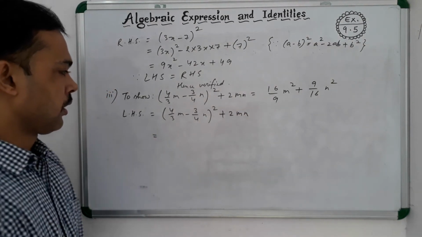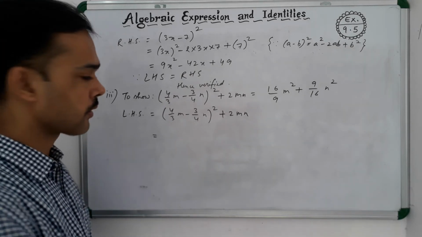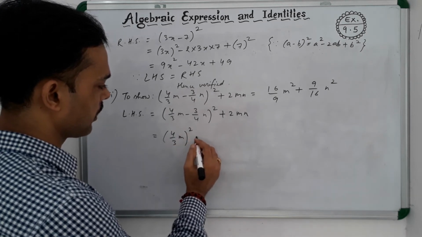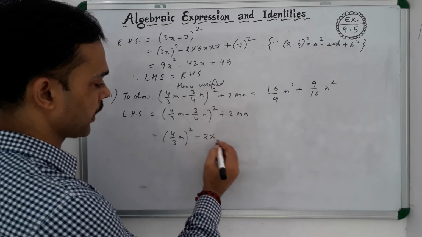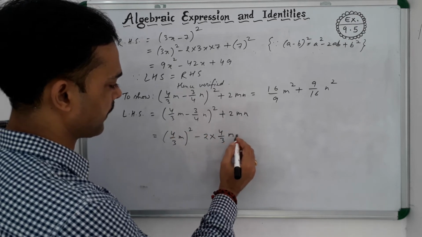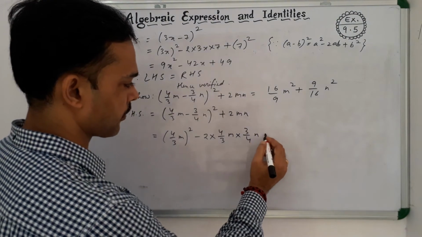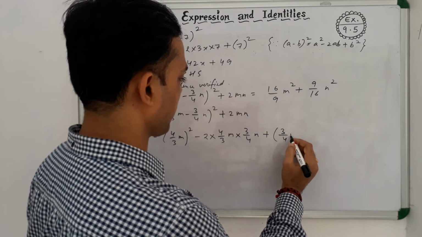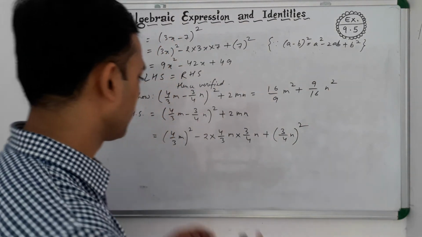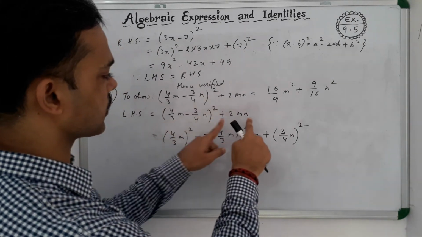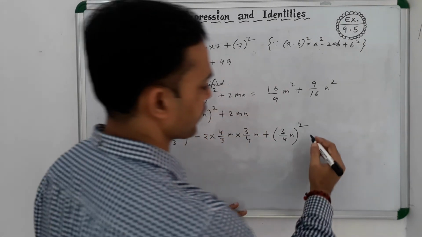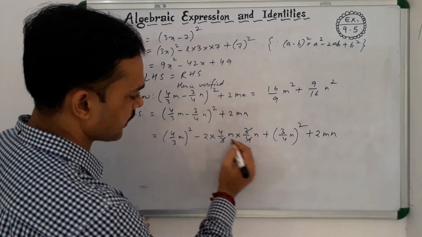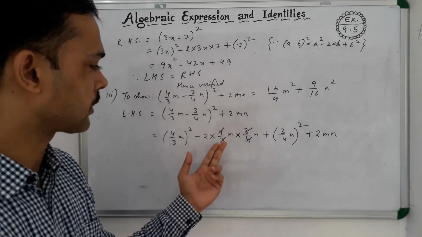Now it is (a minus b) whole square. In place of a we have got 4 by 3 m, whole square, minus 2ab: 2 into, in place of a we have got 4 by 3 m, in place of b we have got 3 by 4 n, plus b square, and b is the second term, that is (3 by 4 n) whole square. This much is for only this. We have to also mention this plus 2mn. So plus 2mn. This 3 got cancelled here, this 4 got cancelled, because one is in numerator, the other one is in denominator.